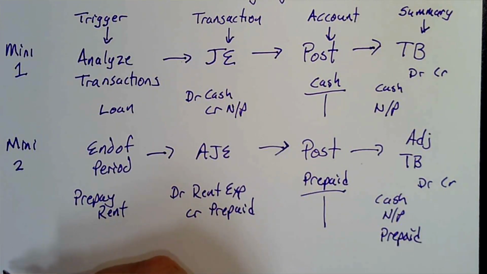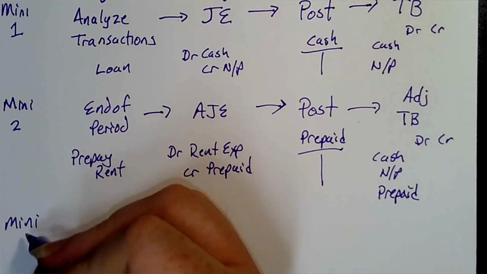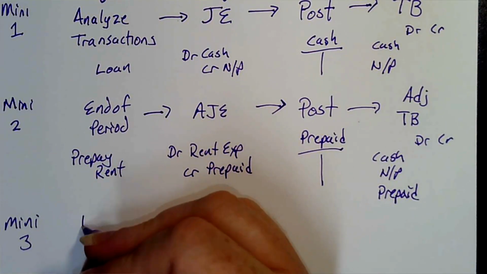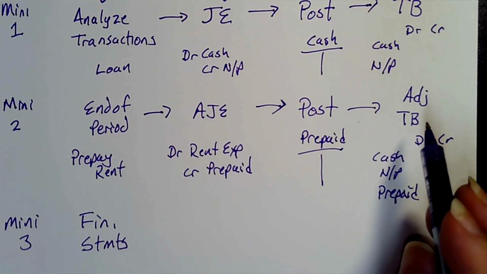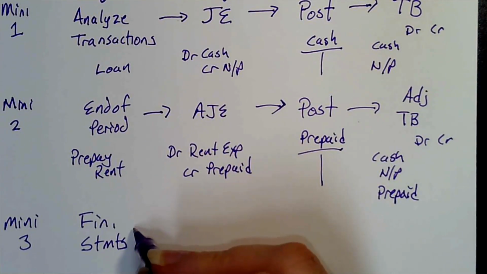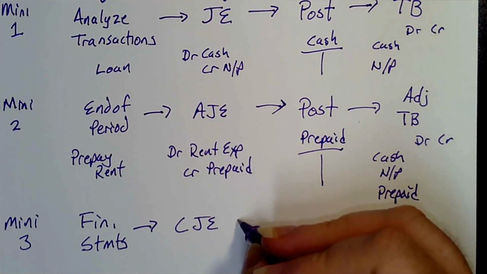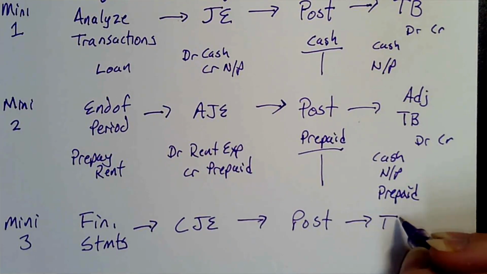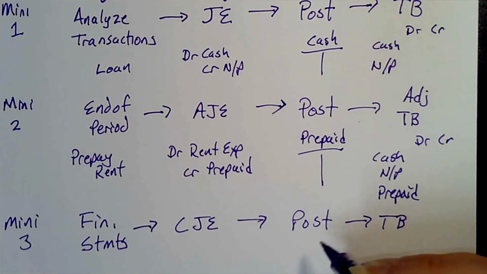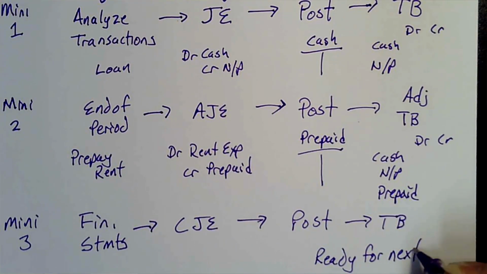That brought us to mini cycle number 3. And what was the trigger here? It was that we were going to go ahead and do the financial statements. We were going to use the adjusted trial balance to create the financial statements. And then after the financial statements, we would have closing journal entries. We would post those as well, and we would have a closing trial balance. And once we had gone through that, we would be ready for the next year, or for the next accounting period, the next month. Ready for the next period.